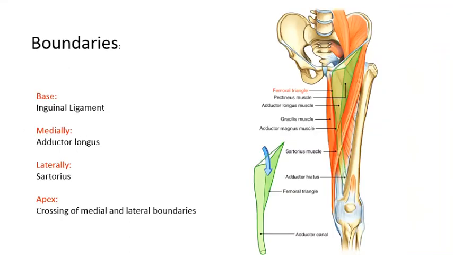Now we'll see the boundaries of this triangle. On the base, as we saw before, is the inguinal ligament. This over here is the inguinal ligament. Medially, we have the adductor longus muscle. This is the adductor longus muscle, this one. Laterally, we have the sartorius, this long sheet-like muscle that stretches from over here to here. And the apex consists of the crossing of the medial and lateral boundaries of these two muscles.